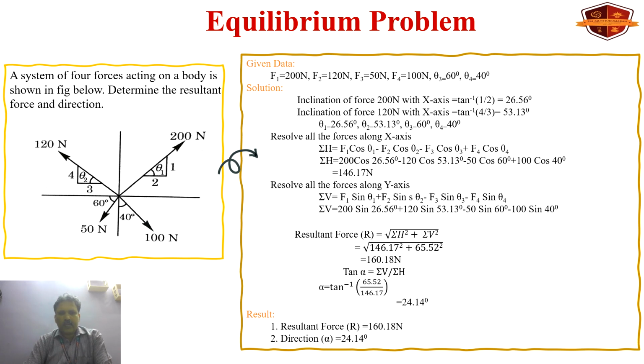And the angles theta 1, theta 2 are not given. For that, the formula is also introduced, the trigonometry. The basic thing, tan theta equal to opposite side by adjacent side. That is tan inverse of 1 by 2, tan inverse of 4 by 3. We are getting 26.56, 53.13. The final result, the values, is shown in the slide.